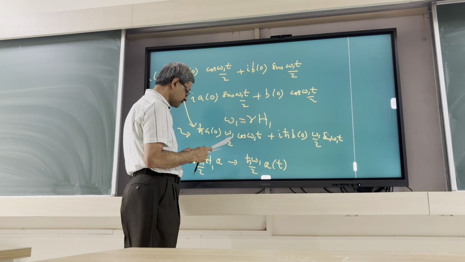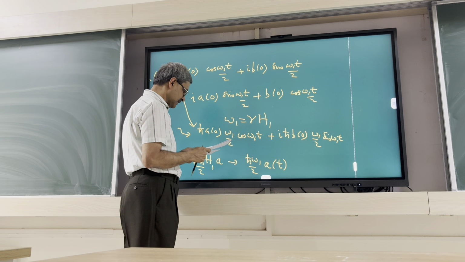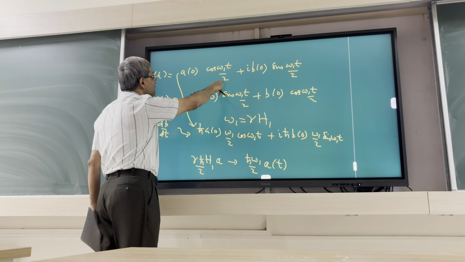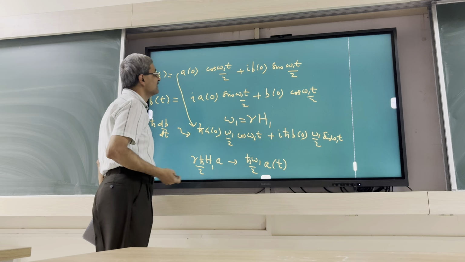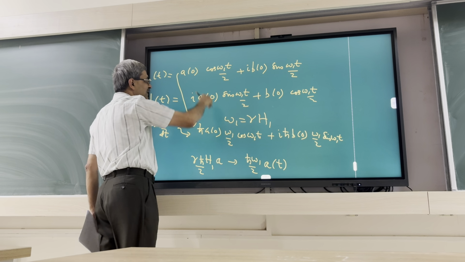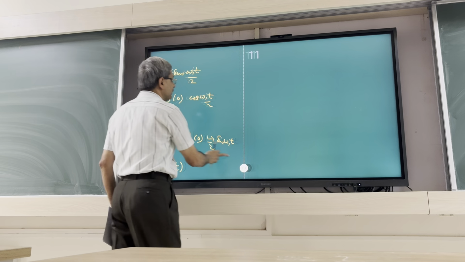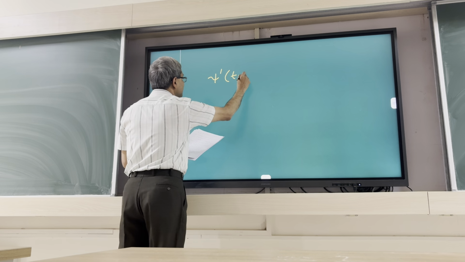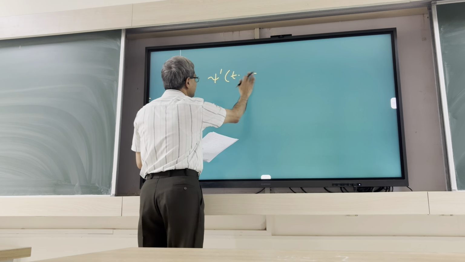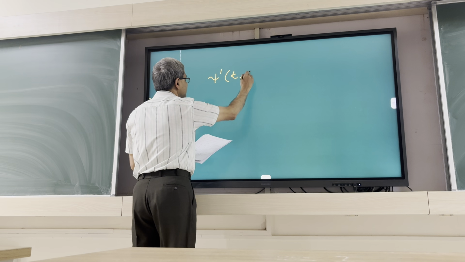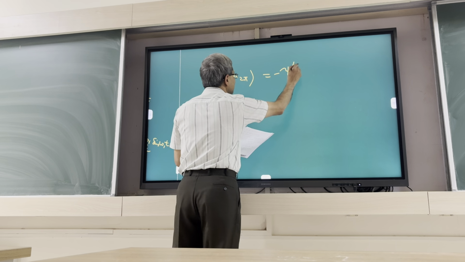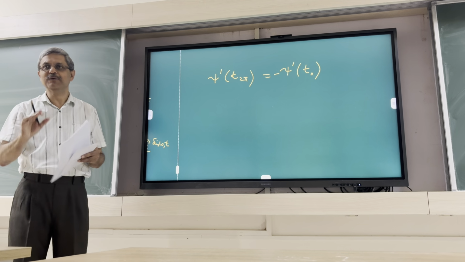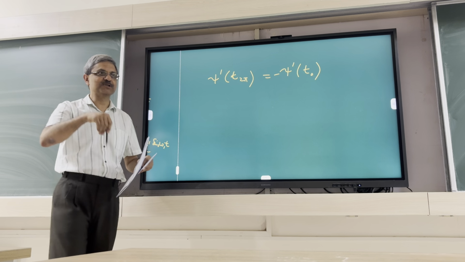So interestingly, after 2 pi, because you have this divide by 2, the sine will give 0, but this will flip the positive to negative sign. So psi prime at t equal to 2 pi equals minus psi prime at t equal to 0. So the wave function itself comes back to its original after 4 pi.